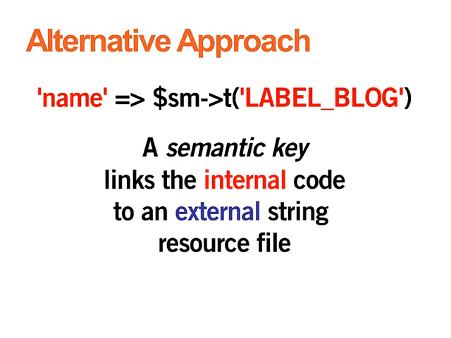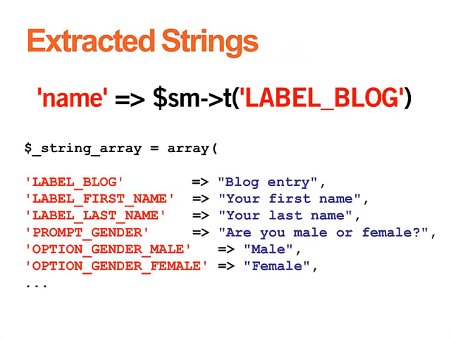So it links the internal code to the external string, and it does it through simple arrays. So we've got a set of these semantic keys, and we've got whatever we want to assign to them. And all that is externalized now in a separate file. And that's what the string manager class does. It basically goes and fetches that file when you want it.